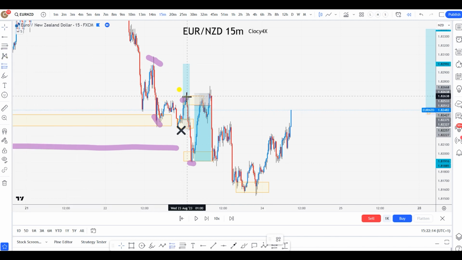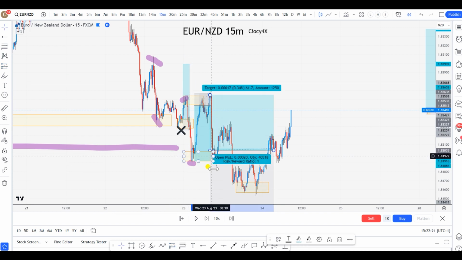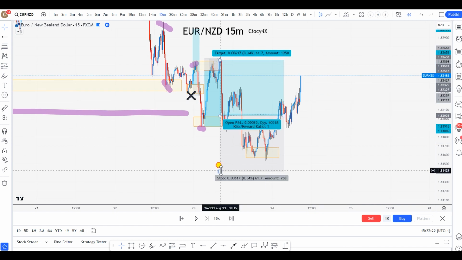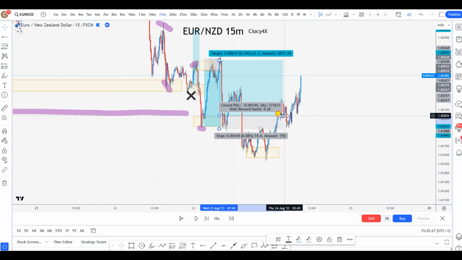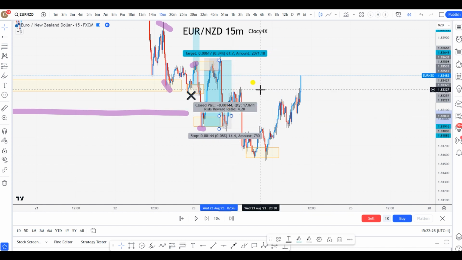Maybe price took out the liquidity here, or false breakout, maybe false breakout here. Maybe this is the truth one, like the real one. And then again, you keep doing the same thing. And look what is going on over here. You got another stop loss. So isn't that crazy?